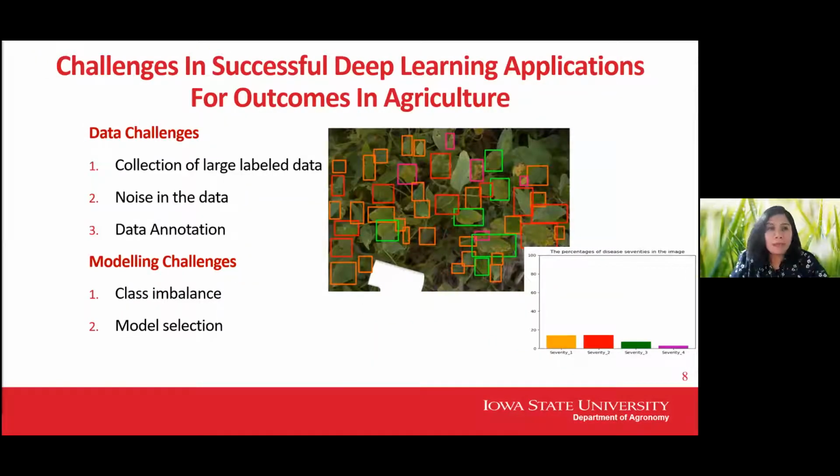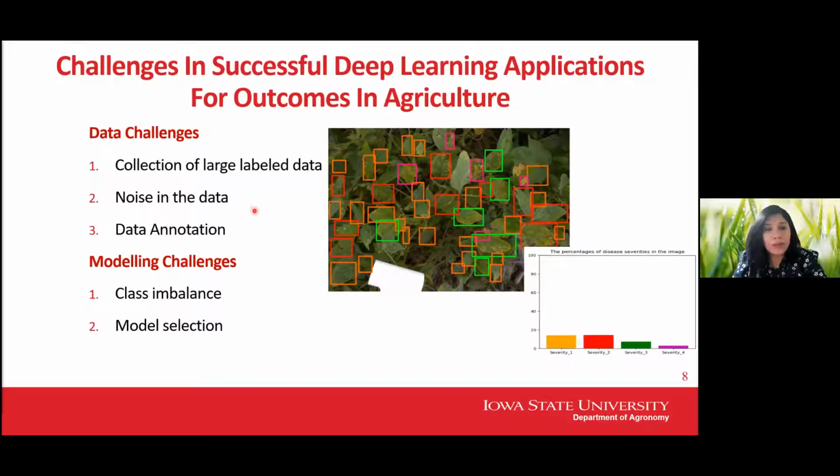With these applications, as we were applying machine learning, we are also facing a lot of challenges in the successful application of deep learning, especially when we are looking for tangible outcomes for various applications in agriculture. One of the biggest challenges right now is the collection of large labeled data. When I say large labeled data, I'm talking about supervised machine learning algorithms, where we need labeled data. Collection of this data is good. We are able to do that with UAVs and robots, but labeling or annotation is a challenge right now.